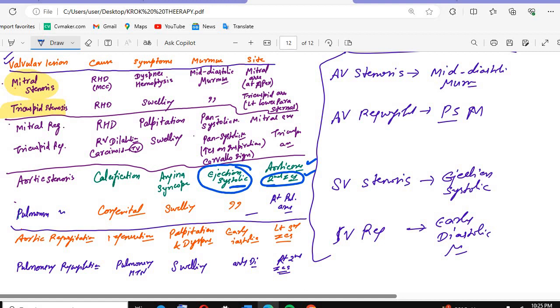Then we have the second intercostal space. Then we will see there is aortic stenosis. Is there any other option? Diastolic murmur? No, that's why it will be ruled out, so that will not be the answer. Like this you can do this type of questions.